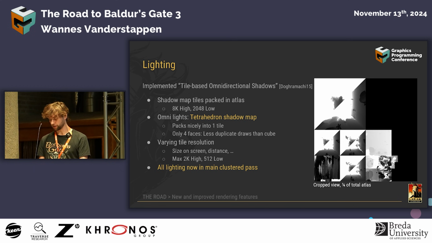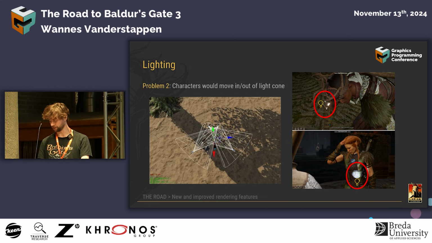And this meant that all the lighting could now be done in our main clustered lighting pass, because before that we had to do separate lighting passes for each shadow casting light. And this also meant that we could use exactly the same lighting on our forward pass for the alpha blended objects, so that was also very nice. And that fixed the eyes of the characters then.